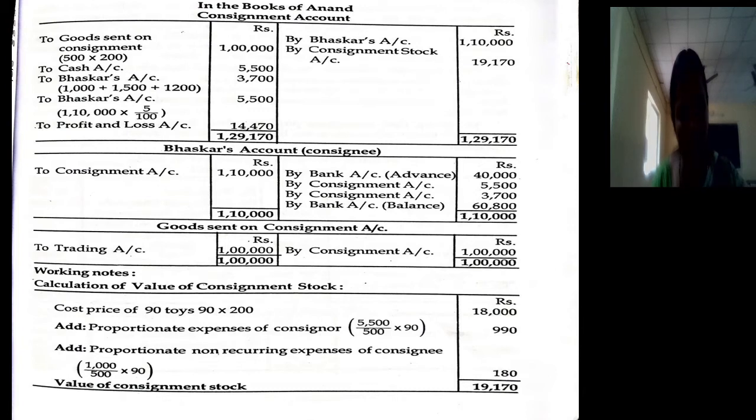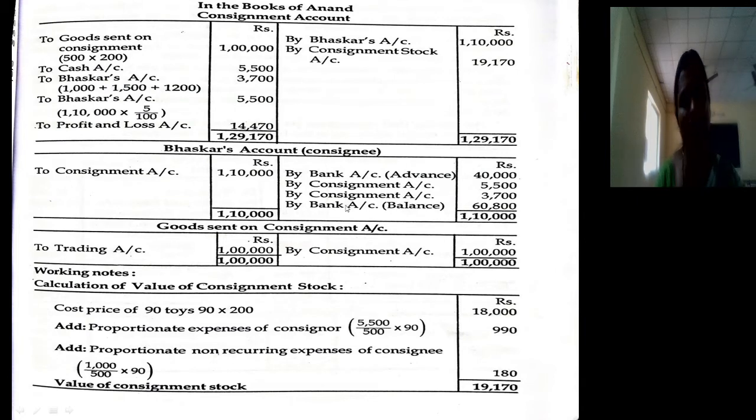Cost of closing stock plus proportionate non-recurring expenses incurred by consignor. So when there is a consignment stock, the journal entry is consignment stock account debtor to consignment account. We have come across this many times. So 19,017. That account gets closed, and you need to calculate whether the debit side is more or the credit side is more. Debit side is less, credit side is more, so there is a profit. Journal entry: consignment account debtor to profit and loss account, which is a balancing figure.